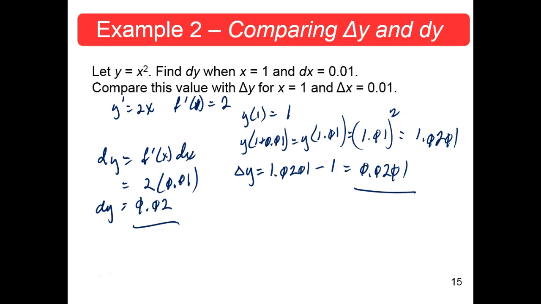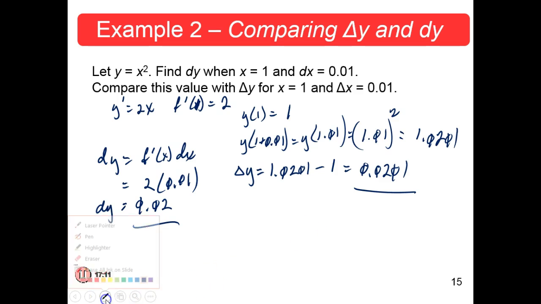This is your approximation. That's the actual change of your y. Pretty close. As long as the delta x, in this case dx or delta x, 0.01, is pretty small, your approximation is going to be pretty good. Okay, that's how we did it.